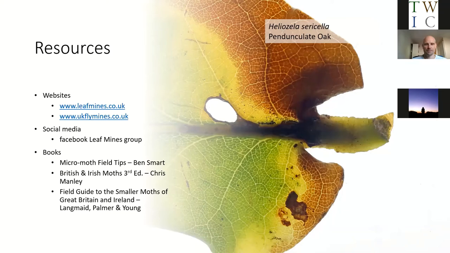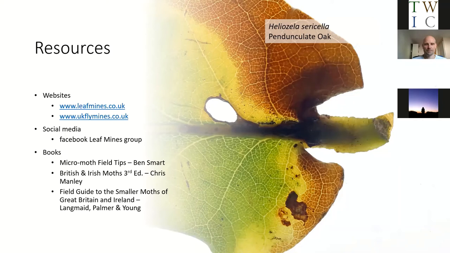And finally, I've flagged up Ben Smart's excellent Micromoth Field Tips book. This is laid out in a sort of calendar year format with, I think, 12 species of micromoth that you can look for in any given month of the year, including some leaf mines. But once again, it's not comprehensive, and it's not really set out in a way that, if you've identified your food plant, you can actually work out what species of leaf mine you're dealing with.